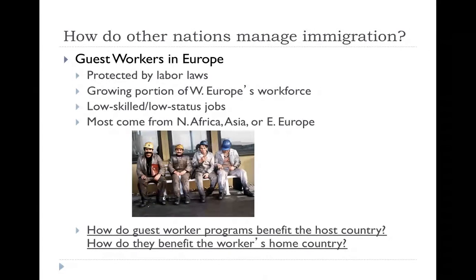All right, and so we tend to see a lot of them are low-skilled or low-status jobs, and most are coming from, at this point now, North Africa, Asia, and of course, Eastern Europe, like we said. This obviously could be very beneficial. Any host country benefits from having their jobs filled. Specifically, Germany is a really good example of that. Again, they have more jobs than they have people in their country, and they have low population growth. And so bringing immigrants and guest workers in is a great way for them to keep their economy running.